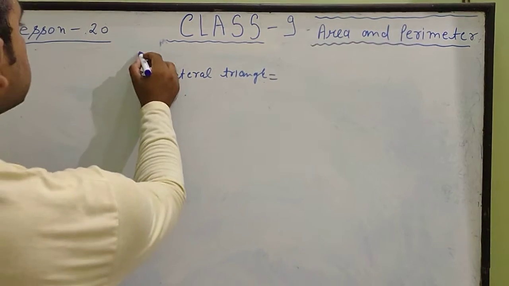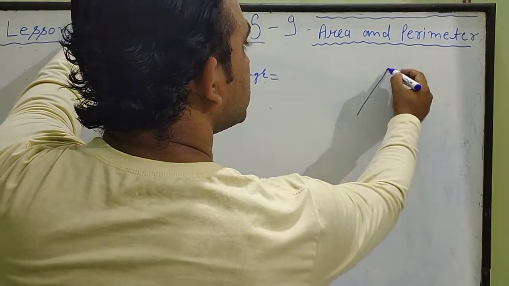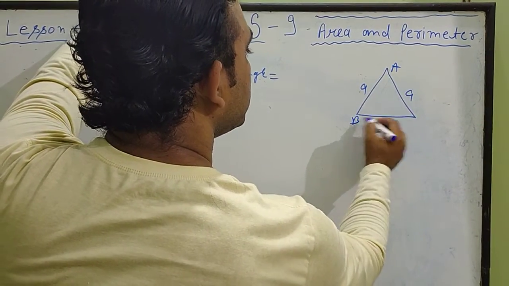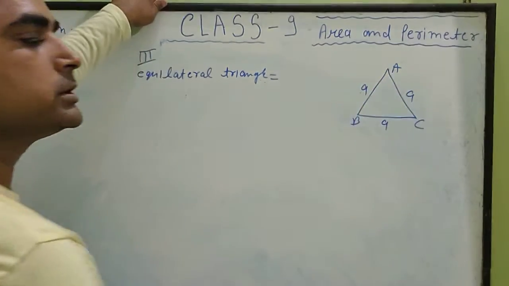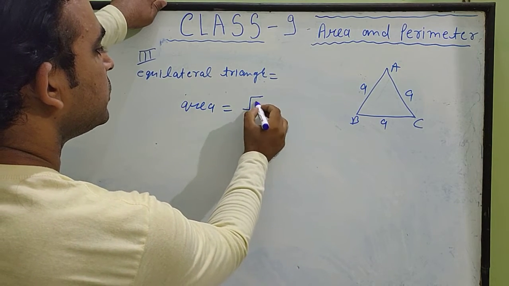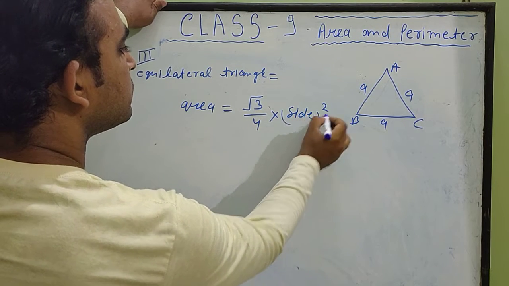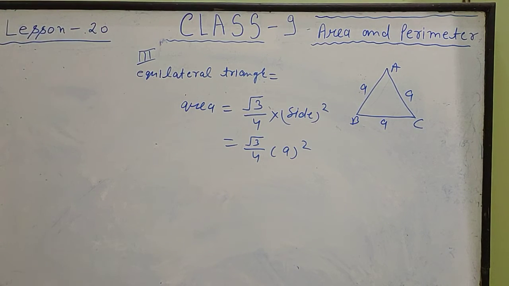Okay, the third case, when an equilateral triangle is given. Equilateral triangle means a triangle having all three sides equal. A, B, C, one triangle, it is the equilateral triangle. In an equilateral triangle all sides will be equal. The formula of area of an equilateral triangle is root 3 by 4 into side square. So root 3 by 4 into side square means a square. So this is the third formula to find the area of an equilateral triangle.